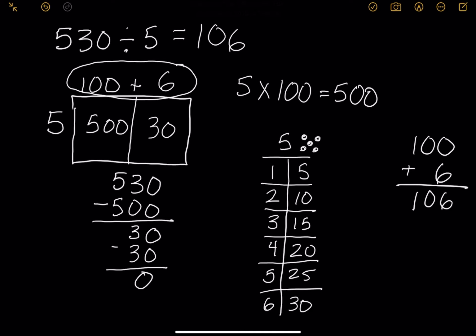Okay. Let's try another one. Let's do 428 divided by 6. 6s aren't something that's easy. A lot of people know their 5s and their 2s and their 10s, but we can do this. Let's give it a shot.